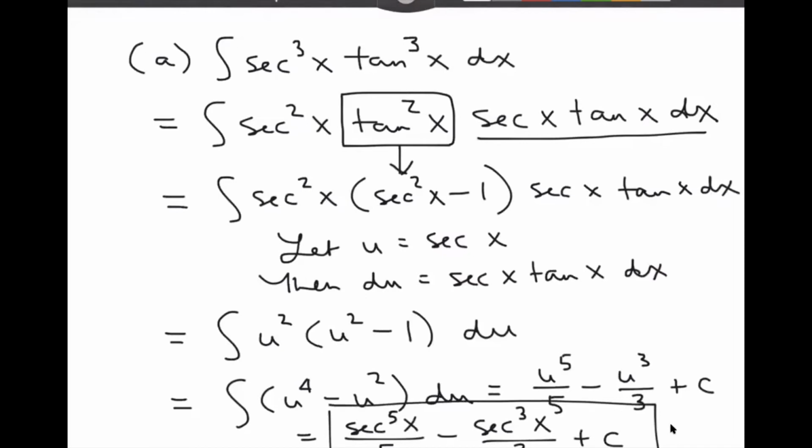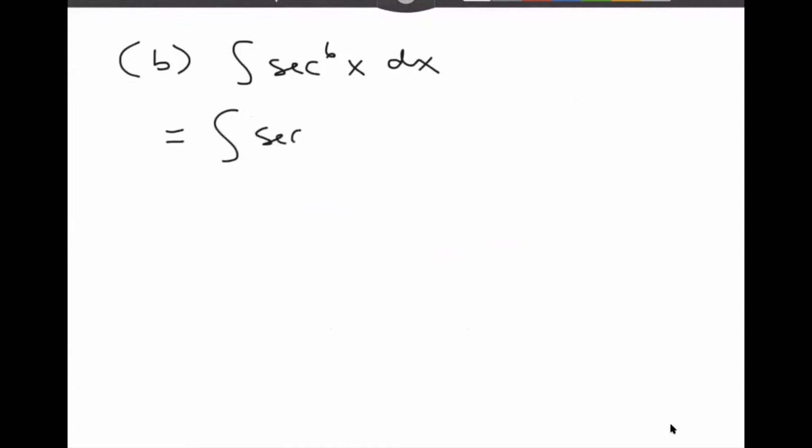All right, next example. Integral secant to the sixth x. So this falls under the category of the power of secant is even. And in that case, we break off a factor secant squared x, which leaves me a secant to the fourth x.